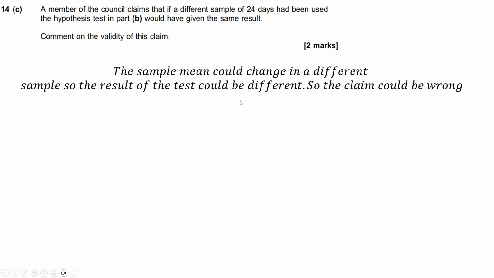A member of the council claims that a different sample of 24 would give the same result. It's basically saying if you took a different sample, the results would be the same. It's not necessarily true though, because the sample mean could change. It would likely be different, so the result of the test could be different, so the claim could be wrong. Careful, it's not will be wrong. It could actually be the same for very specific samples. It's not necessarily incorrect, but he could be wrong.